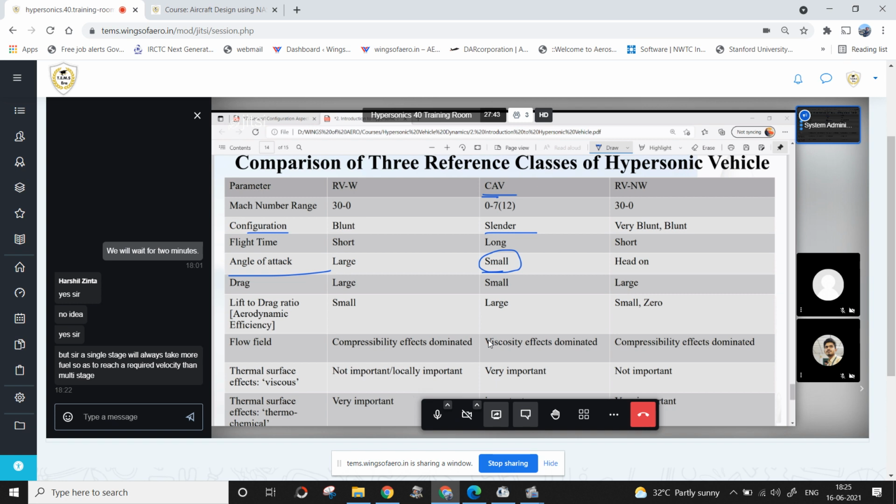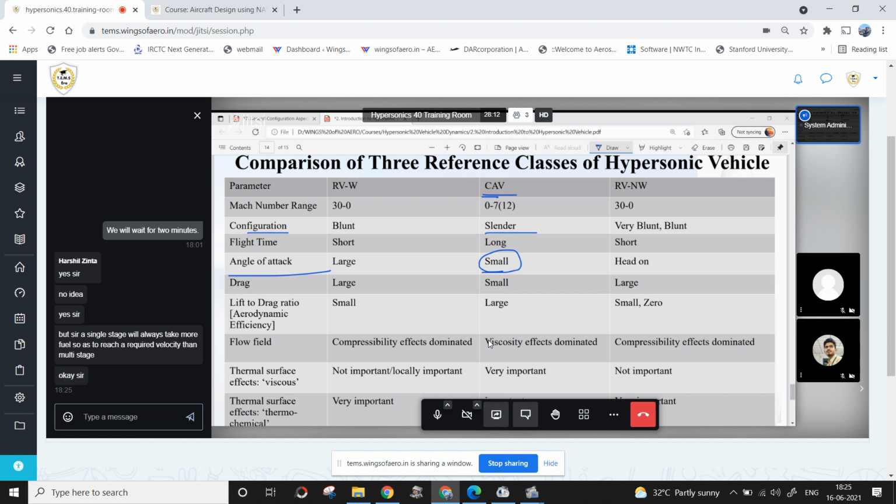Yes, there was a question: but sir, a single stage will always take more fuel to reach the required velocity than the multi-stage. Yes, of course, that's why we are saying that this is a futuristic concept, Harshil. Till now we have not got any perfect solution for that, but think about the advantages and disadvantages, right? If we can get this concept cost-wise, then futuristic space tourism or other missions can be done. There are a lot of things we have to do with this ARV, but it can be done. Okay.